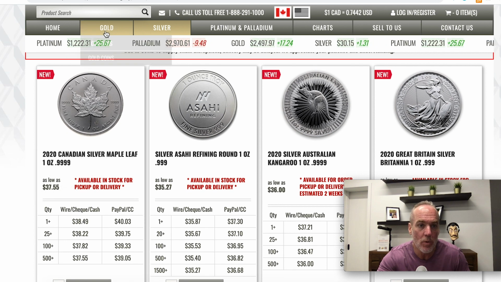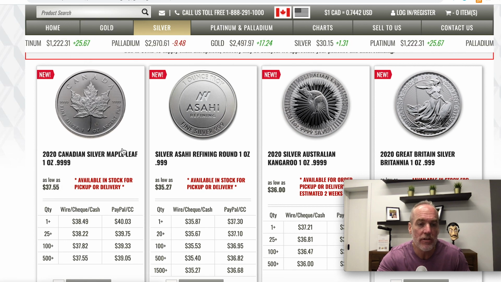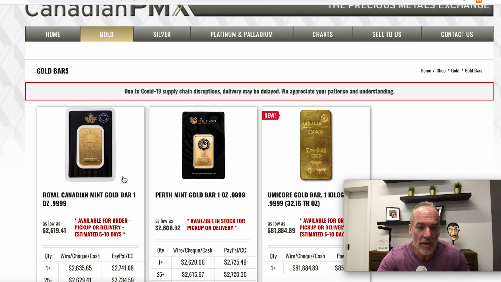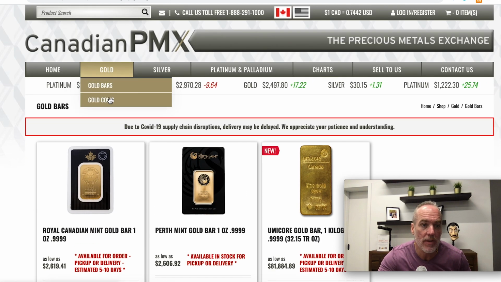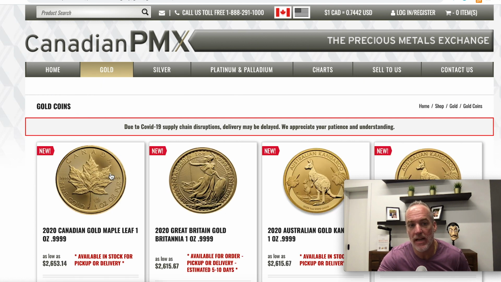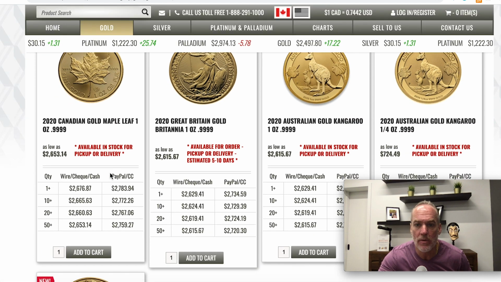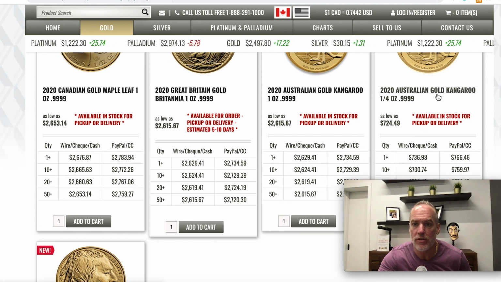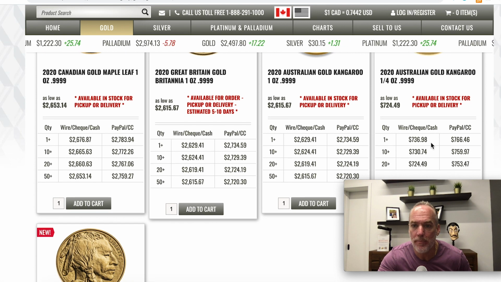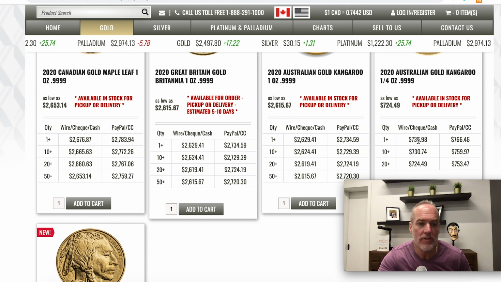And if you flip back to gold, I don't know how much they have. You can get smaller amounts of gold than an ounce. Actually, it doesn't look like they have it. I wonder if they have it under the coins. You can typically get it in half ounce, quarter ounce. There's a quarter ounce over here, a quarter ounce of this Australian gold kangaroo. That's $736.